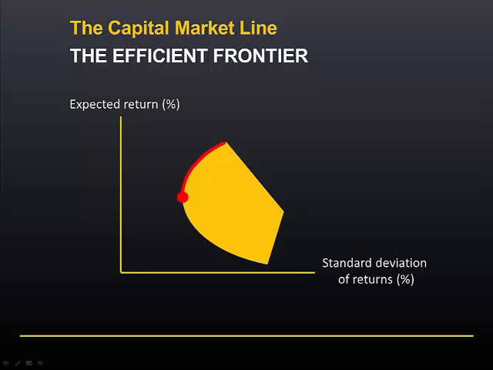We begin this module where we left off at the end of the previous one, with the efficient frontier. Recall that this line joins all efficient portfolios. Portfolios that have the minimum level of risk for a given level of return and the maximum level of return for a given level of risk.